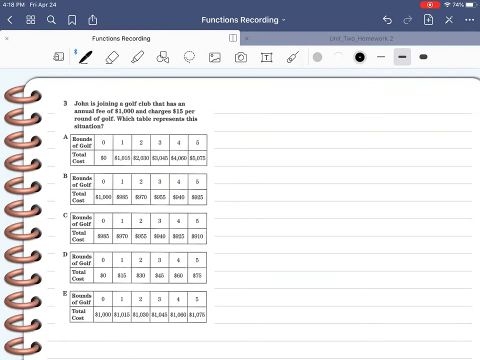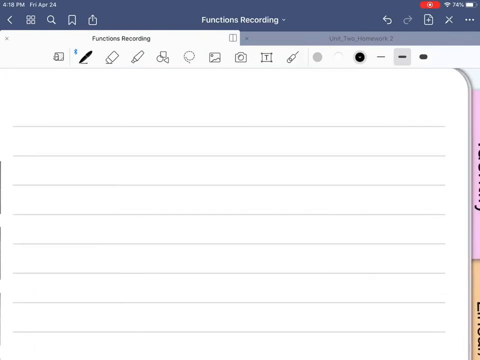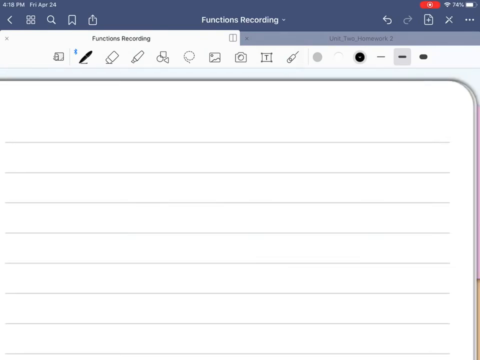Let me first of all come up with a function. This is really the first time that we've had to write our own function. So here's what it's telling me in my own words. The total cost for John to join this club is a yearly fee, plus $15 per round of golf that he plays.